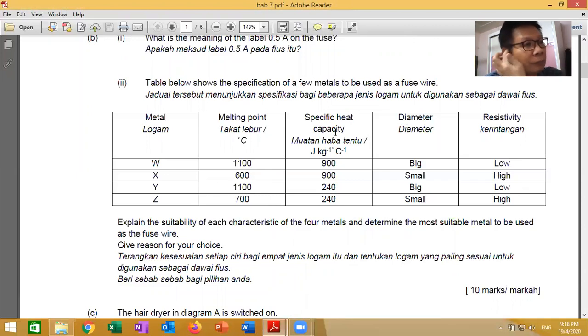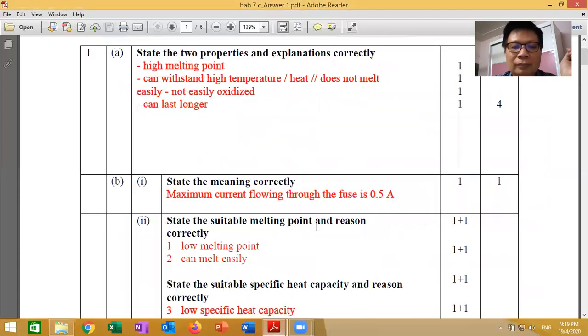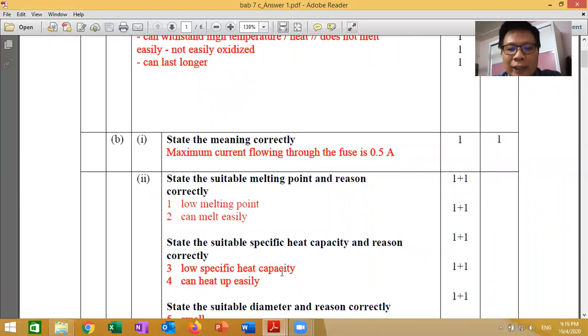specific heat capacity. What do you think? Specific heat capacity has to do with whether the wire gets hot faster or slower. Usually you want the fuse wire to get hot and then melt, so you must choose the fuse that can get hot faster. So getting hot faster means specific heat capacity must be small or big? Do you remember? Let's see the answer. Low specific heat capacity. The value must be small. The reason is it can heat up faster, heat up easily. Understand now? So far, I think no problem. Next.